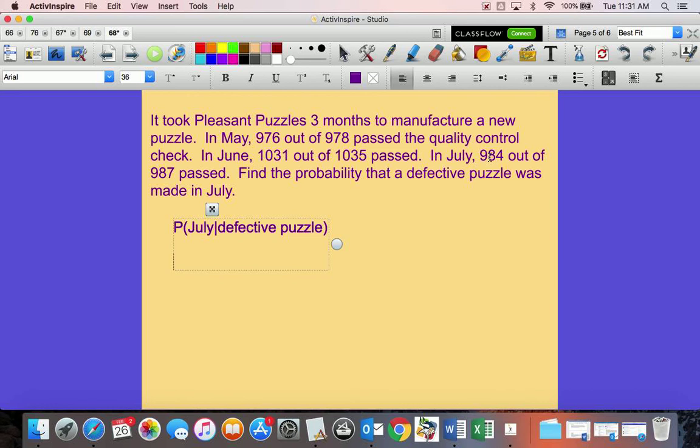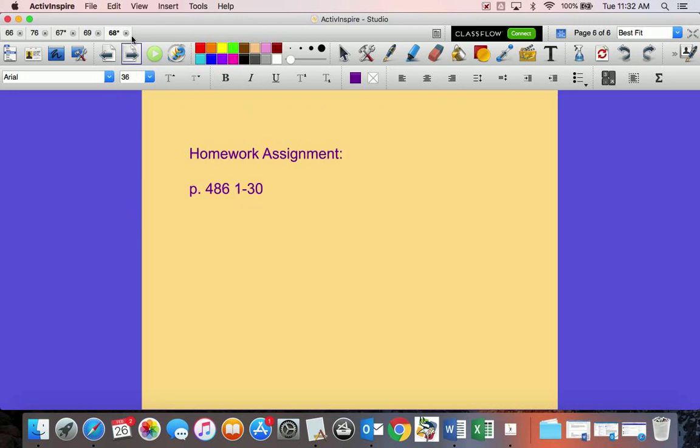So that would be 3, because 984 out of the 987 passed. That means 3 of them were defective. Over all of the defective puzzles, well, there's 2 here, there's 4 here, so that's 6 total plus 3. We divide by 9, which would simplify to 33.3%. And that is it for lesson 68.